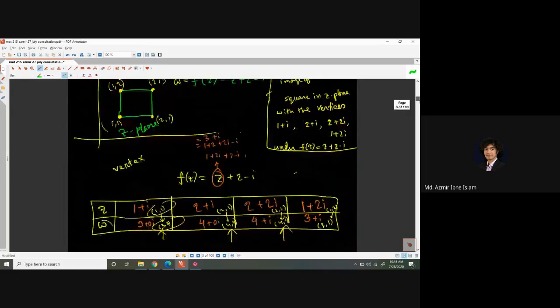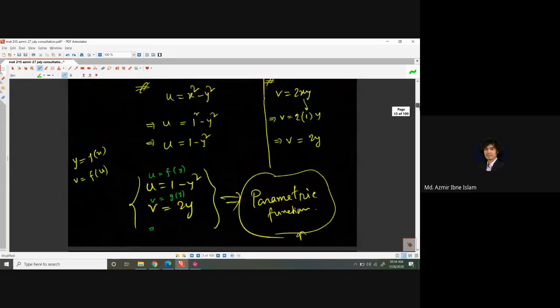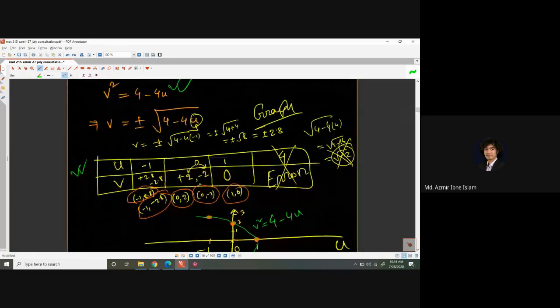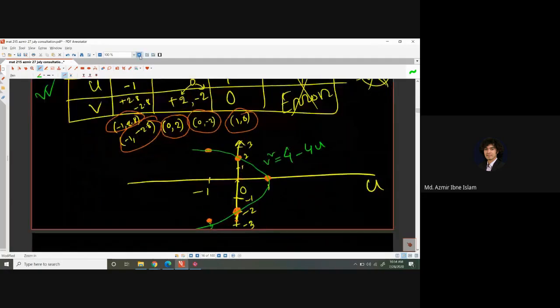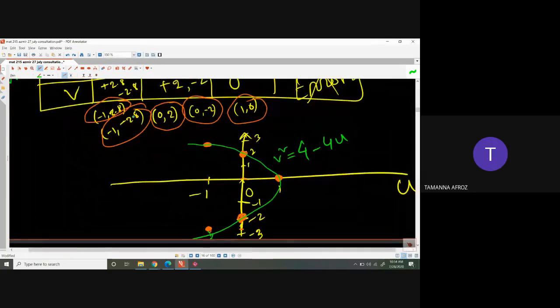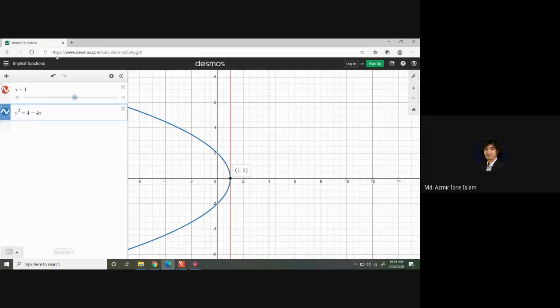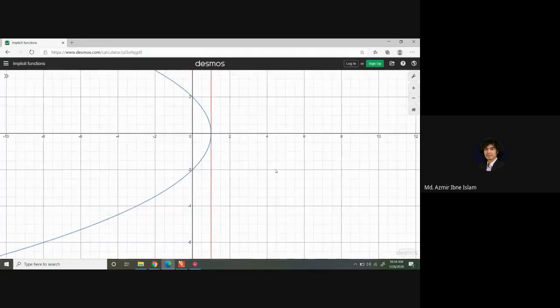Is there any problem in this figure, or do you have any question regarding how we can draw the graph? No, sir. Okay, since you will appear for the exam from your home, I will suggest that instead of this concept, you can take the help of Desmos. Is that okay? That will quickly give you the graph.